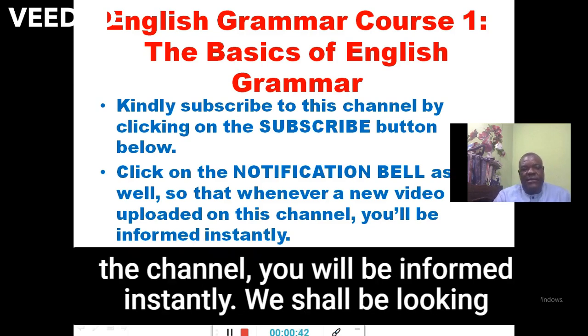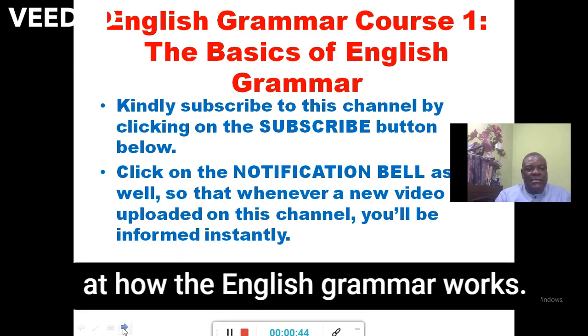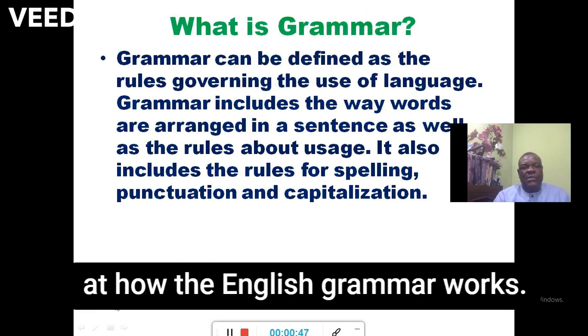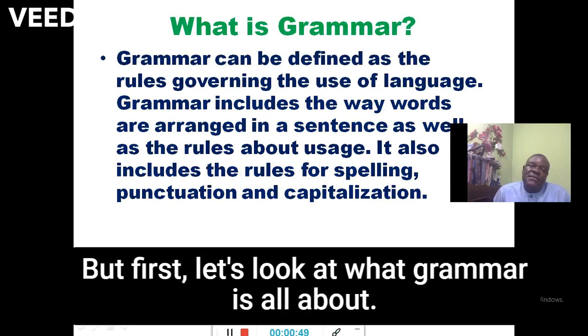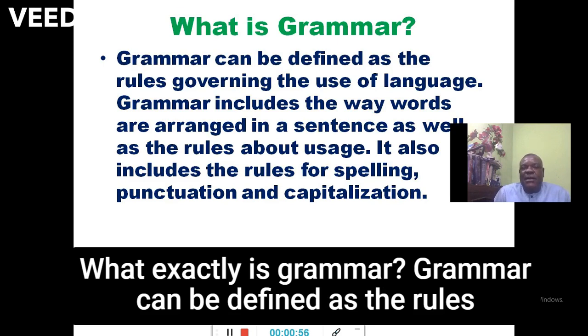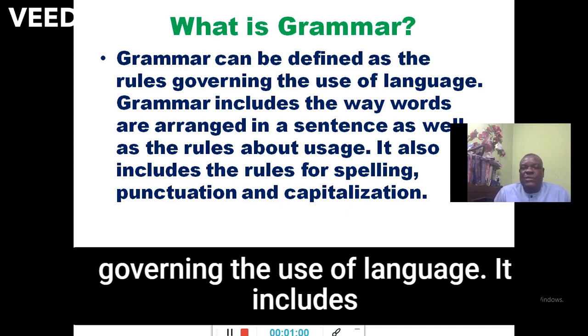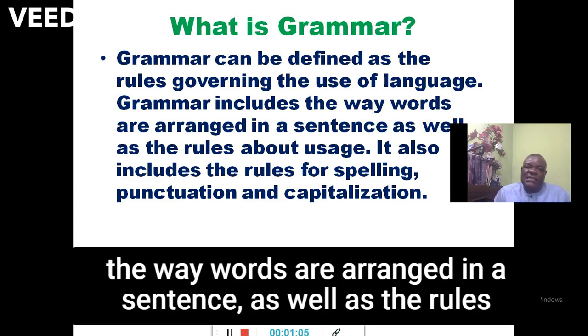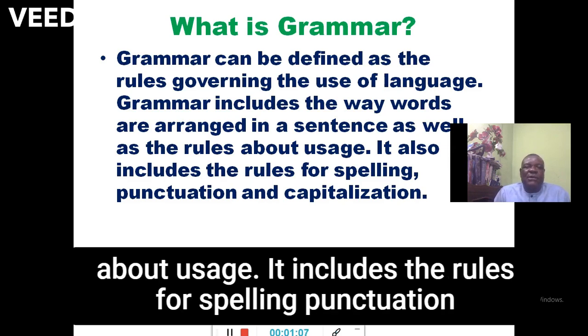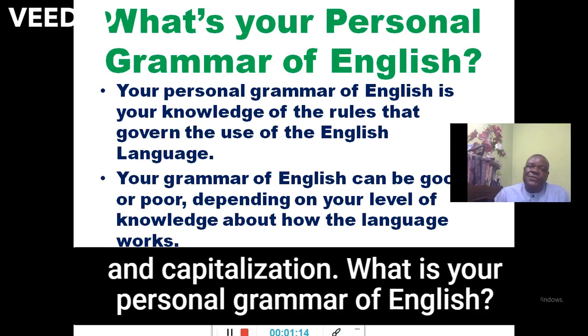informed instantly. We shall be looking at how English grammar works, but first let's look at what grammar is all about. What exactly is grammar? Grammar can be defined as the rules governing the use of language. It includes the way words are arranged in a sentence as well as the rules about usage. It includes the rules for spelling, punctuation, and capitalization.